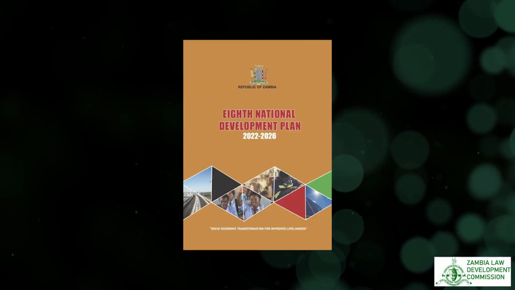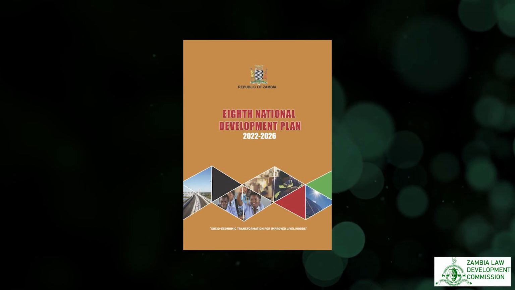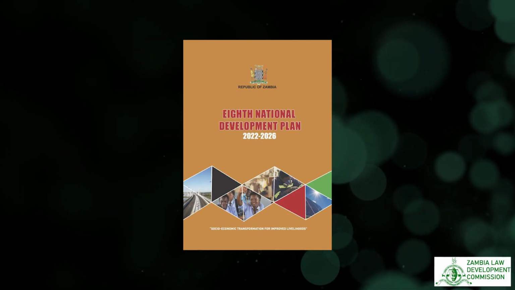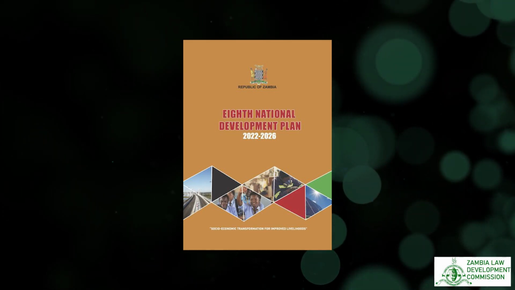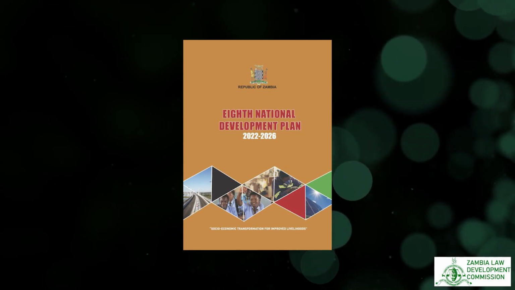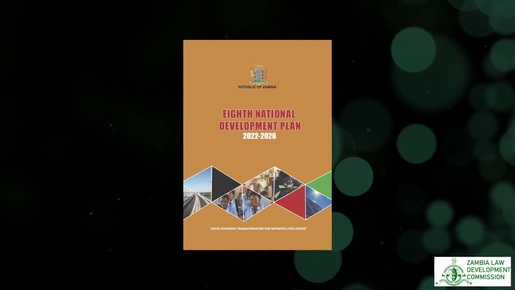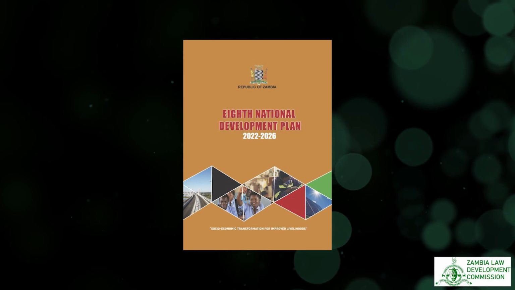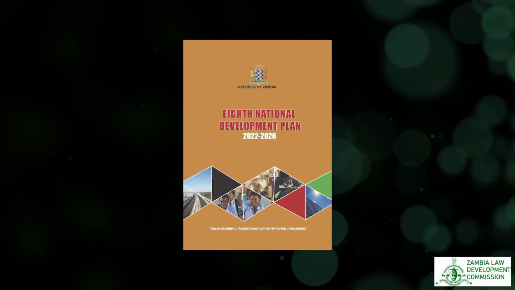The 8th National Development Plan further recognizes that equal access to land plays a role in addressing problems faced by the most vulnerable members of our society by facilitating their access to basic rights such as clean water, shelter, and food.